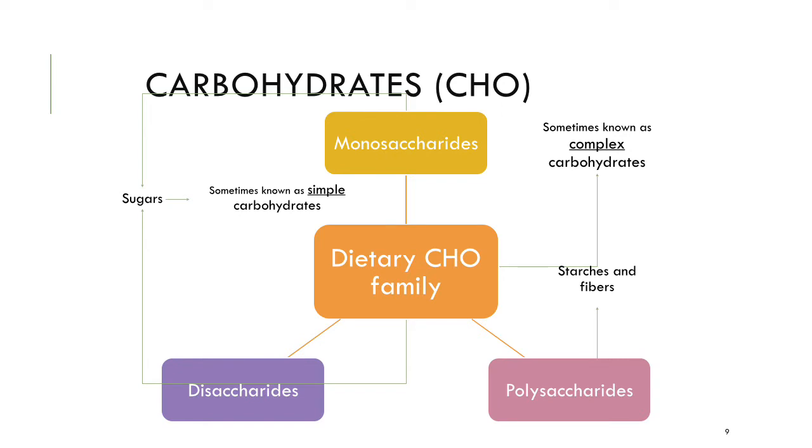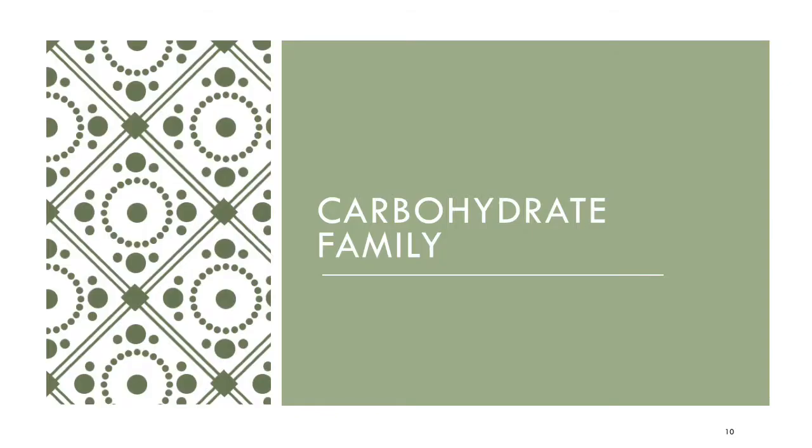So in general, from the nutrition point of view, the monosaccharides and the disaccharides are collectively termed sugars, while the polysaccharides, the more complex chains of sugar units, are termed complex carbohydrates. The complex carbohydrates are usually made up of starches and fibers. Okay, let's go into details of what the different types of carbohydrates are.